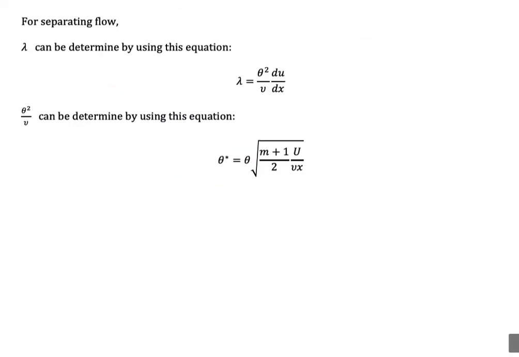And this is actually the notes for separating flow. Lambda can be determined by using this equation. This is quite a common equation, and also theta squared over nu can be calculated by using this equation.